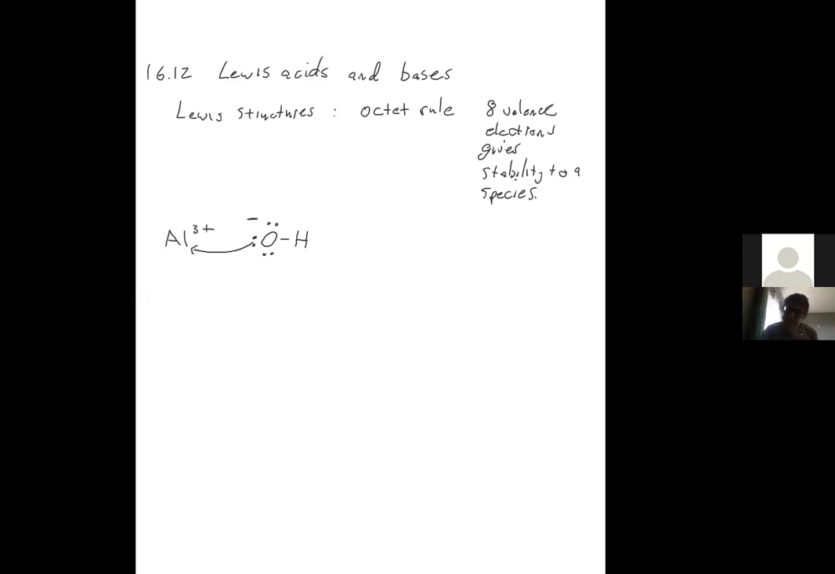Another way to explain it is the idea that if you have an empty orbital, an orbital that doesn't have any electrons in it, you can put electrons into that orbital, right? So if you have an empty orbital for the aluminum ion and the oxygen has a pair of electrons, those electrons can now interact with that orbital and take up some space around the aluminum ion. The result of this is that we now end up with a bond, right? So this pair becomes a bond to the aluminum.